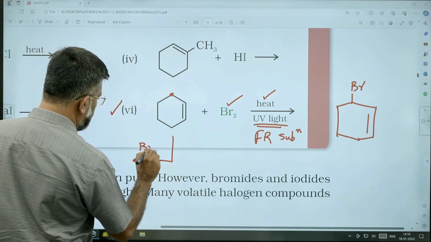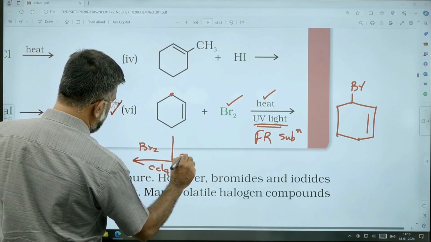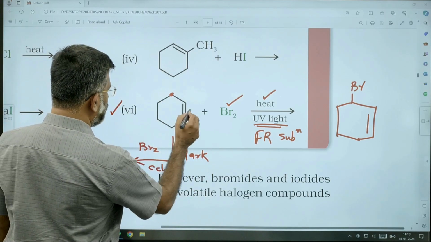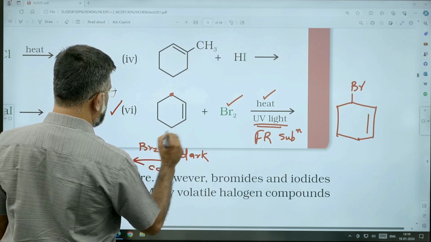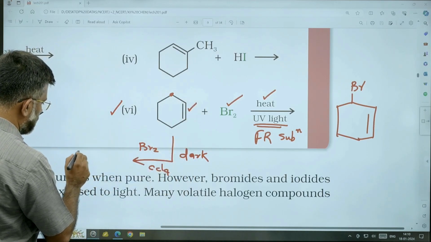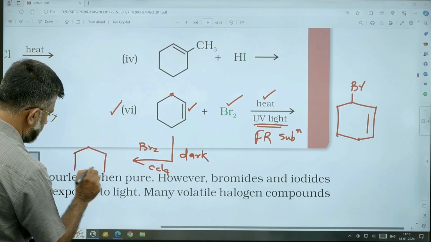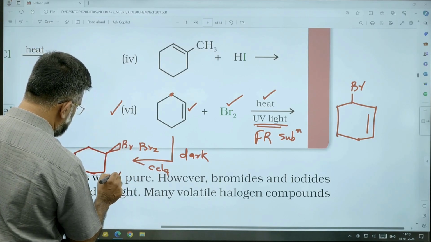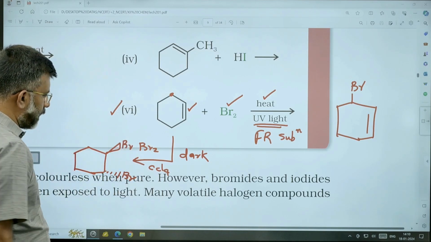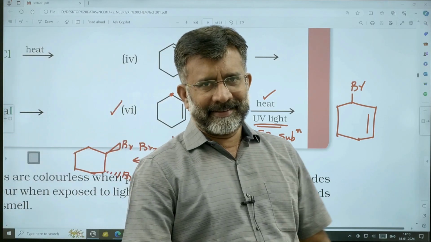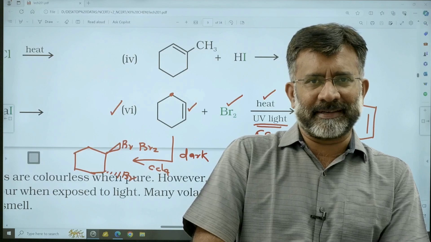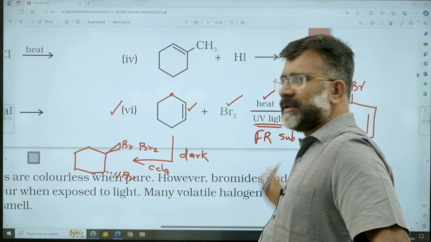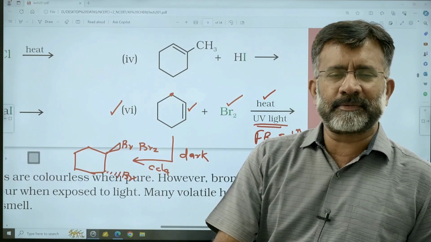suppose it is given Br2 in presence of CCl4, and it is better to mention dark, right? We can see Br2 will be added across the double bond, which is anti-addition. And the product obtained will be like this. One bromine comes like this and one bromine comes like this. You get an anti-product, that means the trans product will be obtained, right? So that is an electrophilic addition reaction. This is a free radical substitution reaction, allyl substitution reaction.